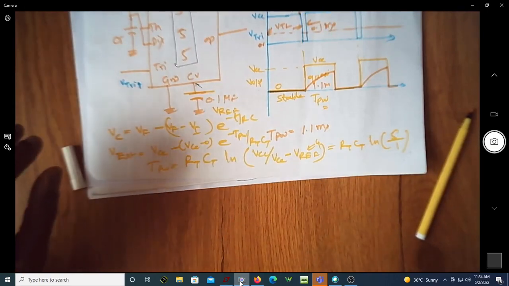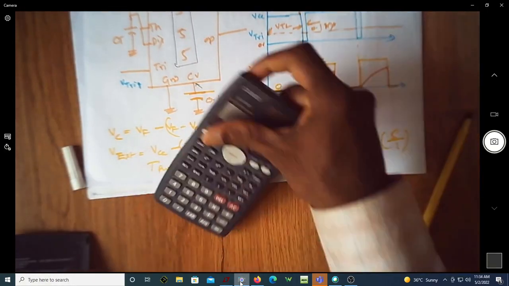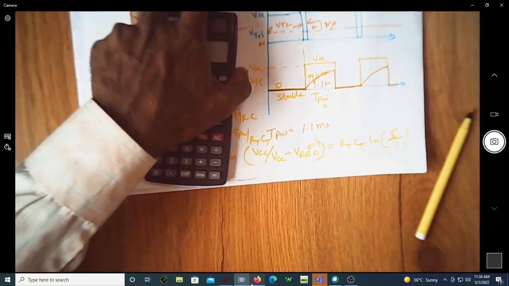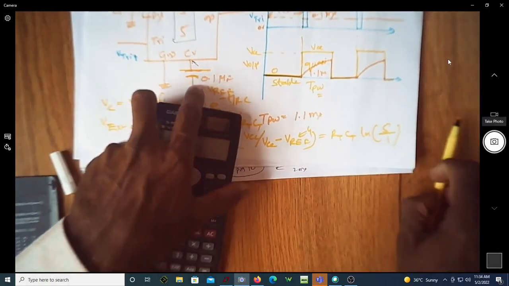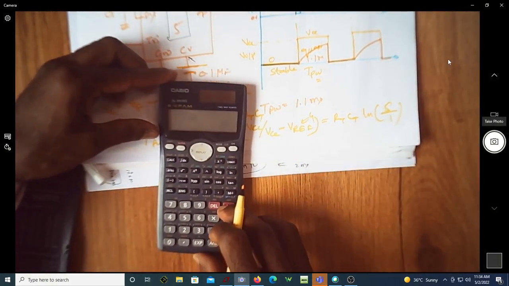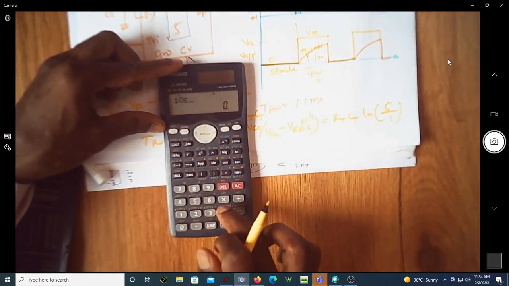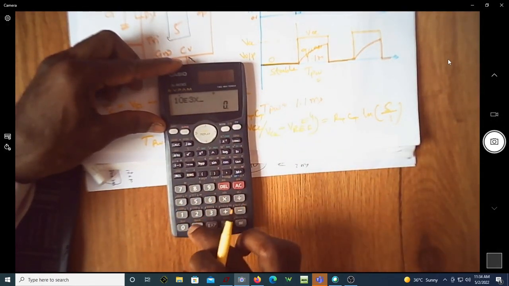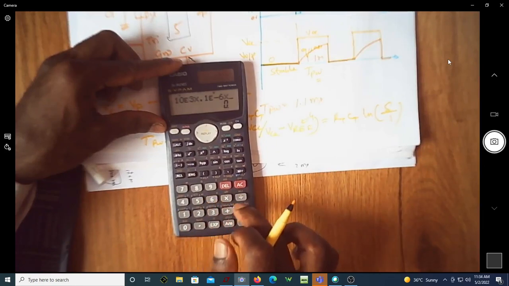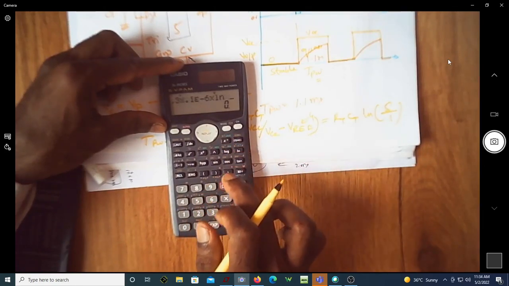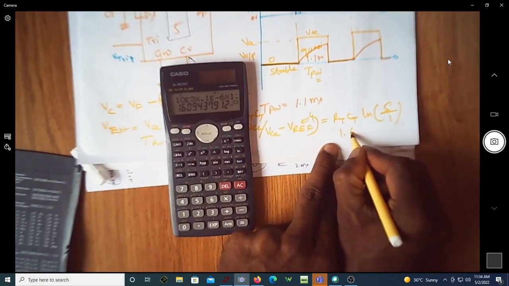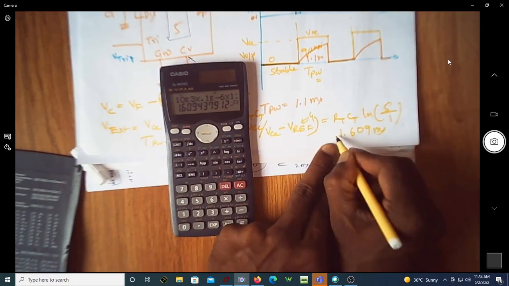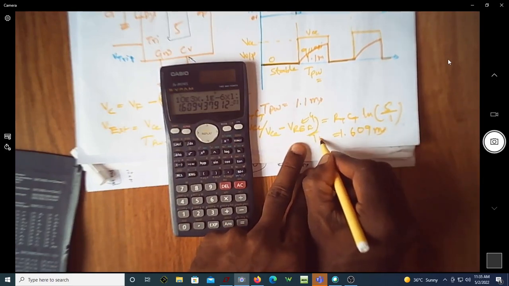So we can verify the value. We actually got the pulse width as 1.6 millisecond. You can see this was 1.61 millisecond. Let us see what value we get here. So R is 10 exponential 3 into 0.1 exponential minus 6 into ln of 5. You can see now it is 1.609 millisecond. So this is my TPW.